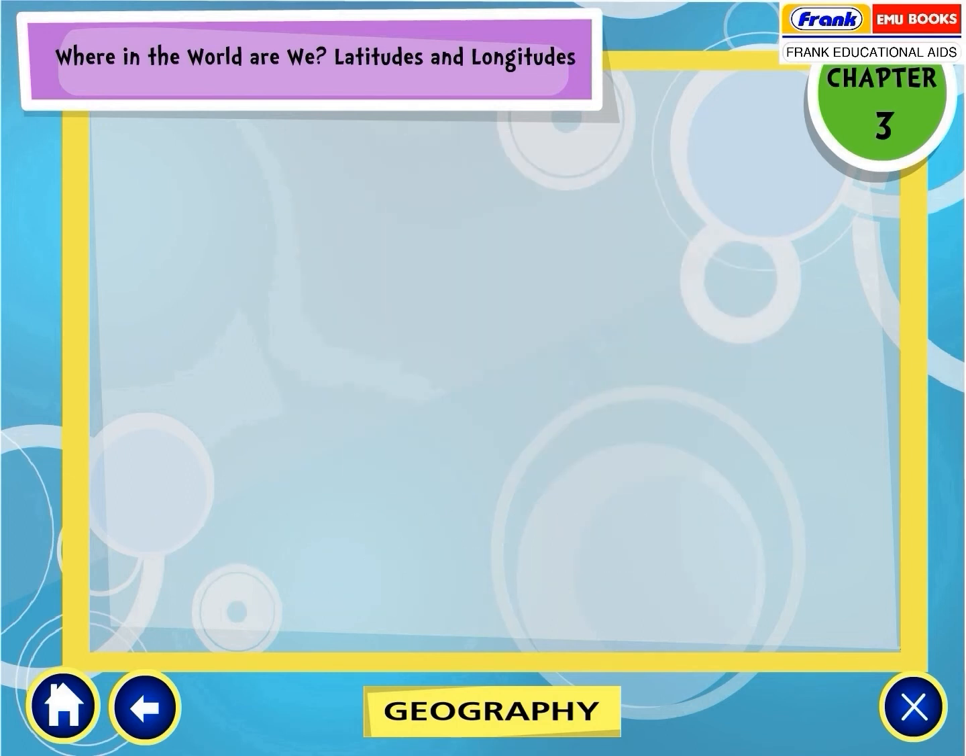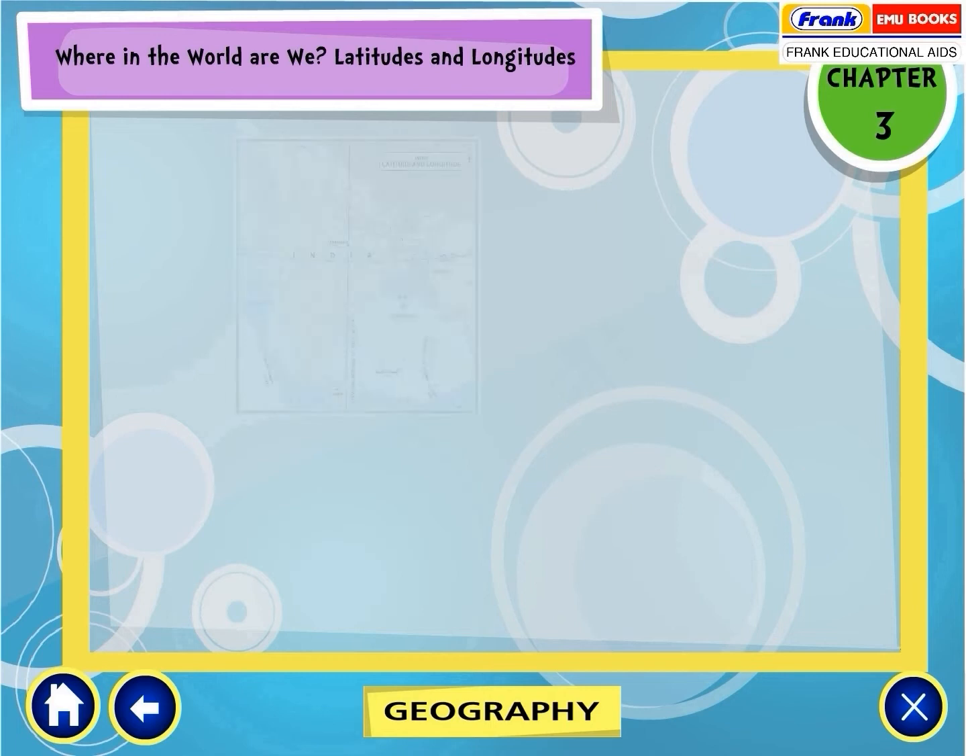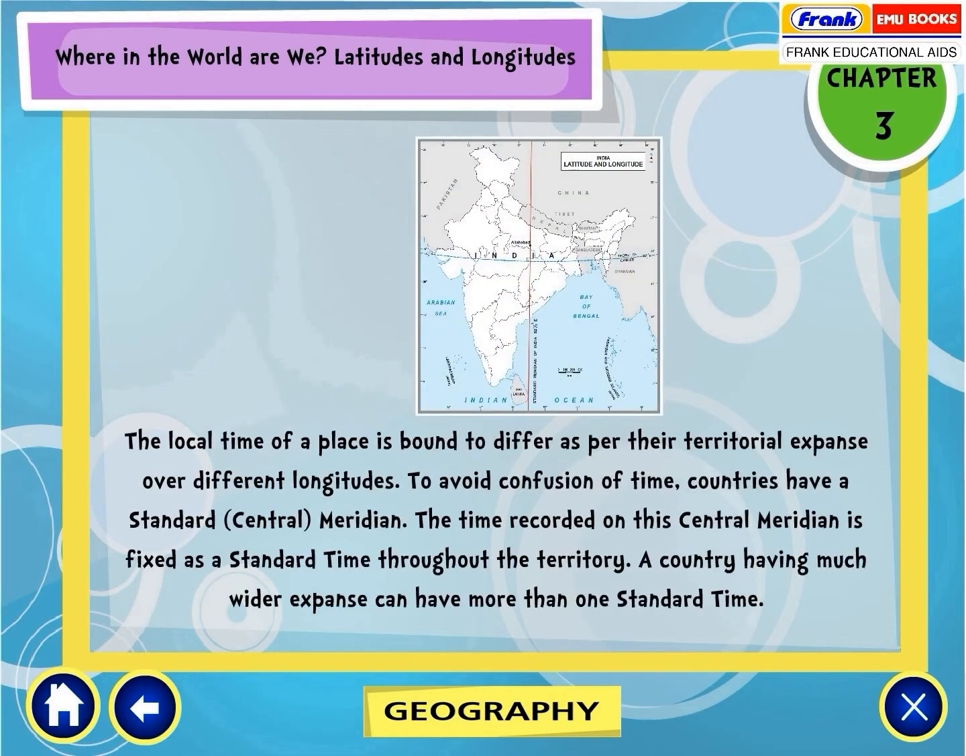There is a direct relationship between the longitude of a place and the time of the place. There is a difference of time between the two consecutive longitudes, that is, 4 minutes. All places on a given meridian or longitude have the same local time. The local time of a place is bound to differ as per their territorial expanse over different longitudes.